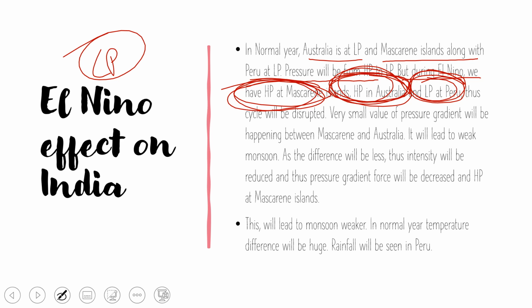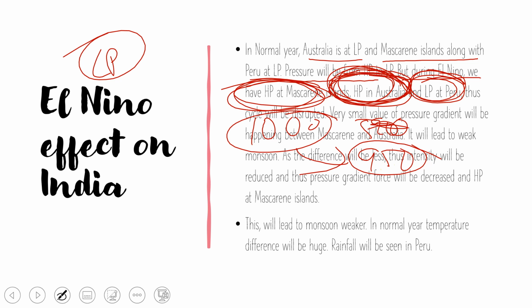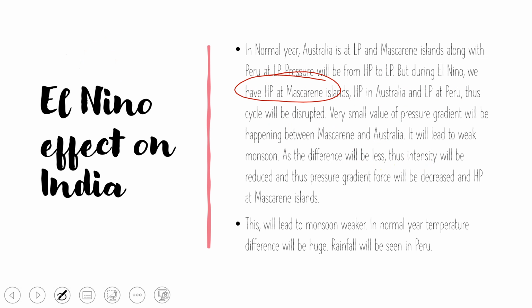But if we compare the Mascarene Islands and Australia, normally Australia will be at low pressure compared with the Mascarene, but compared with the previous year, it will be very much less. Suppose in the previous year the high pressure was 1000 and the low pressure was around 500, but in the El Nino year this will become 950. So by the data it is at low pressure when we compare, but the intensity is very low. That is what I'm trying to explain here. So the high pressure at the Mascarene Islands and high pressure in Australia, comparing with this low pressure, will be low pressure only compared with the Mascarene Islands, but it will be very less.